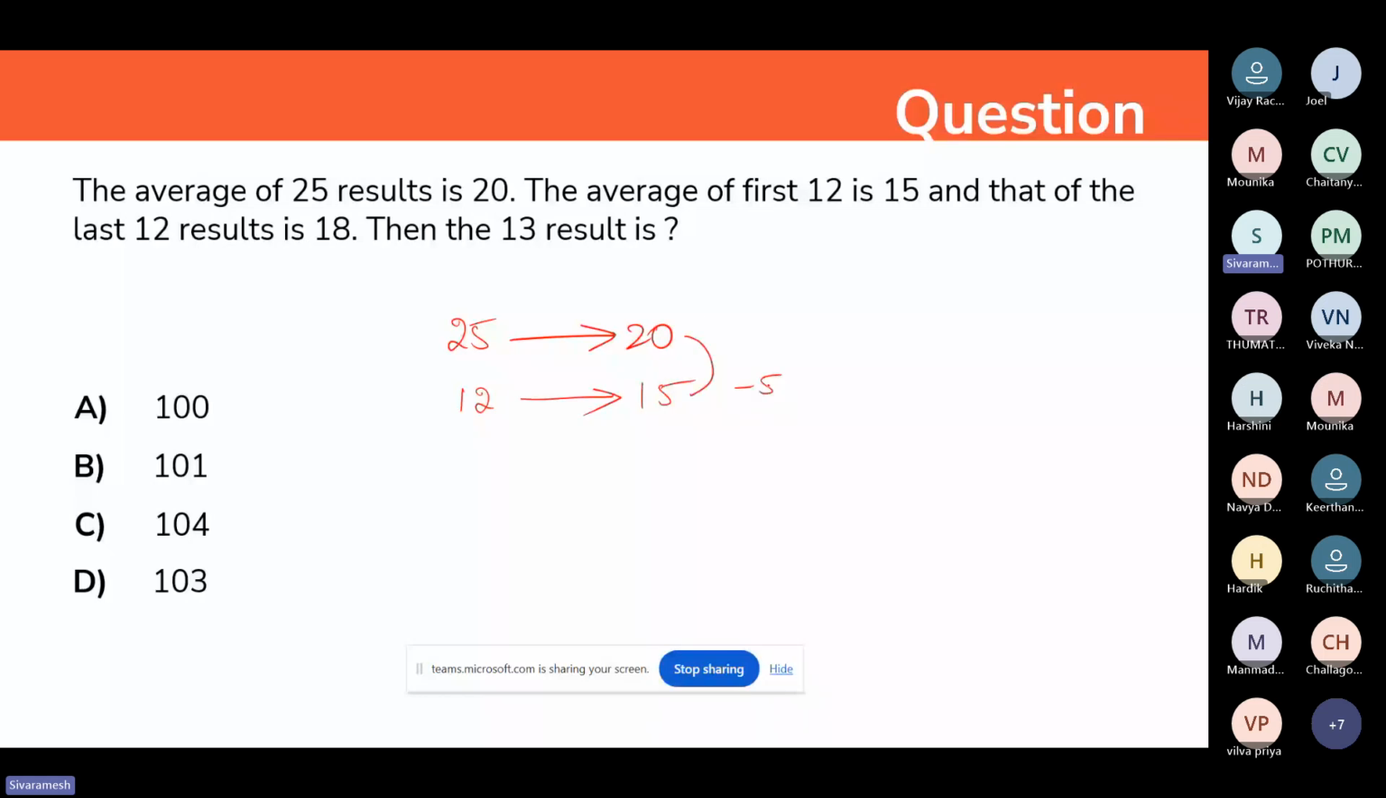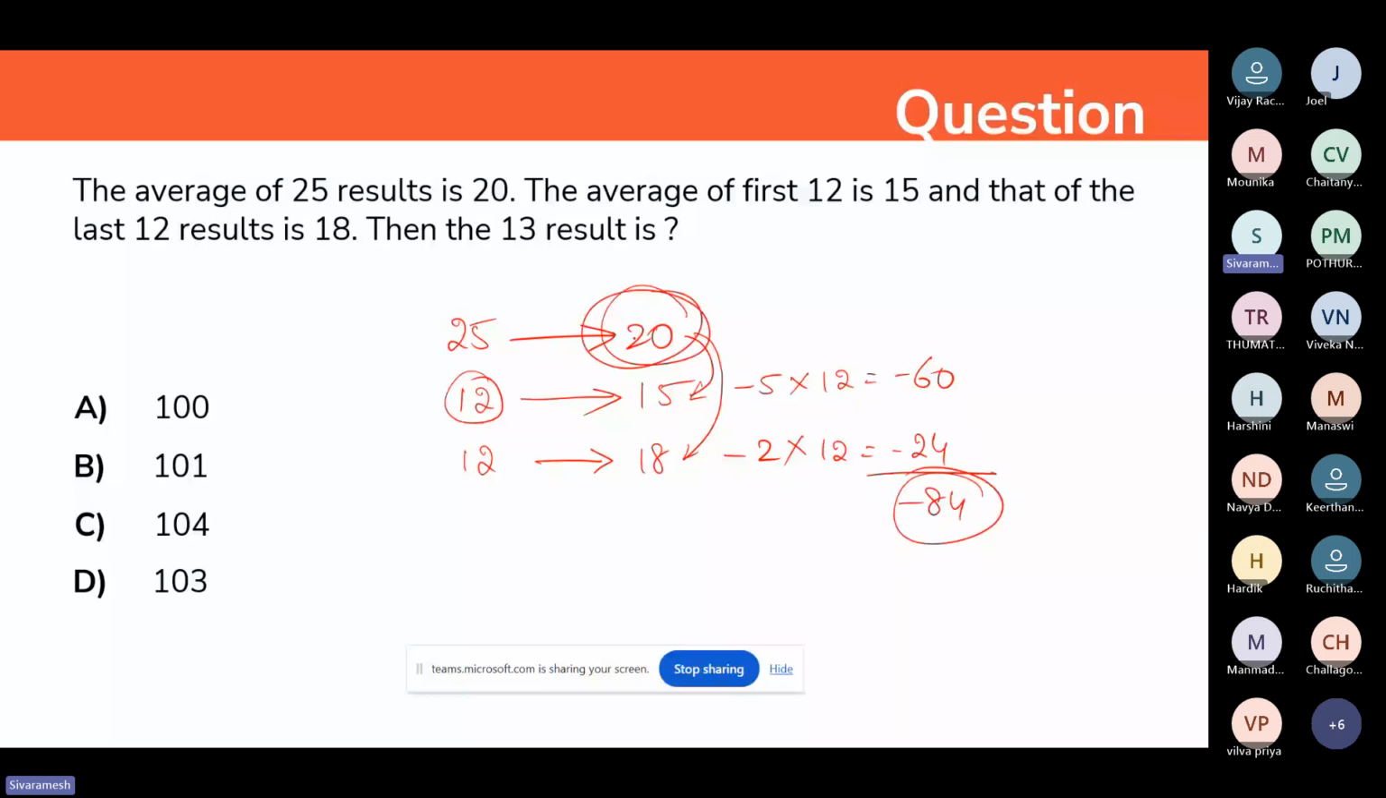So likewise for 12 members, right? So you need to multiply this count by 12. 12 times 5 is 60, so -60. Now the last 12 students average is 18. Again, this is less than 20, so -2. Likewise for 12 results, which equals -24. So total -84. So I already said you need to consider the base value.